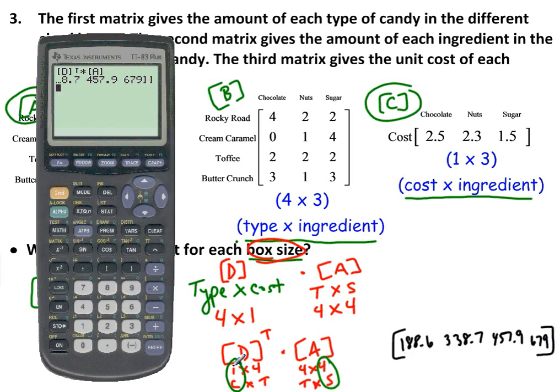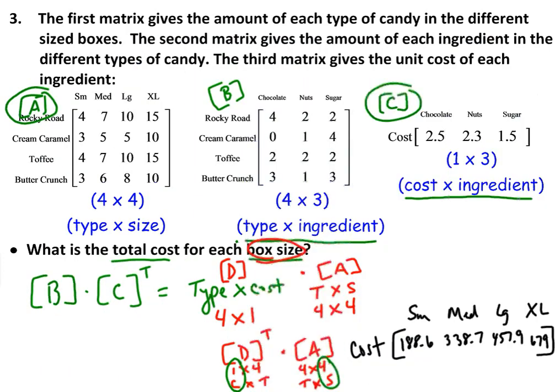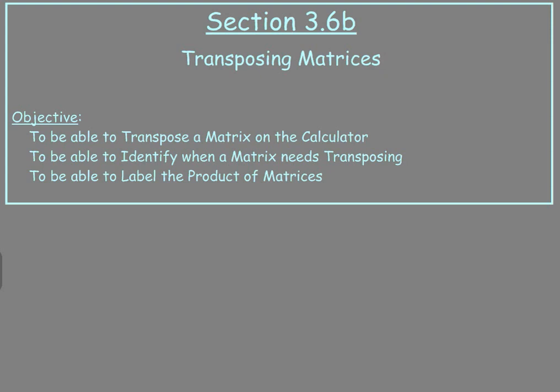How do I label this? Well, my 1 came from cost, and my 4 came from size, my small, medium, large, and extra large. And that is how you deal with a more complicated problem. That's why labeling the units and the order is so important. And using that store function, that store key, will make life a lot easier for the more difficult problems. Hopefully now you feel a little bit better about transposing a matrix in a calculator, understanding when you need to transpose, and multiplying matrices together on a calculator.